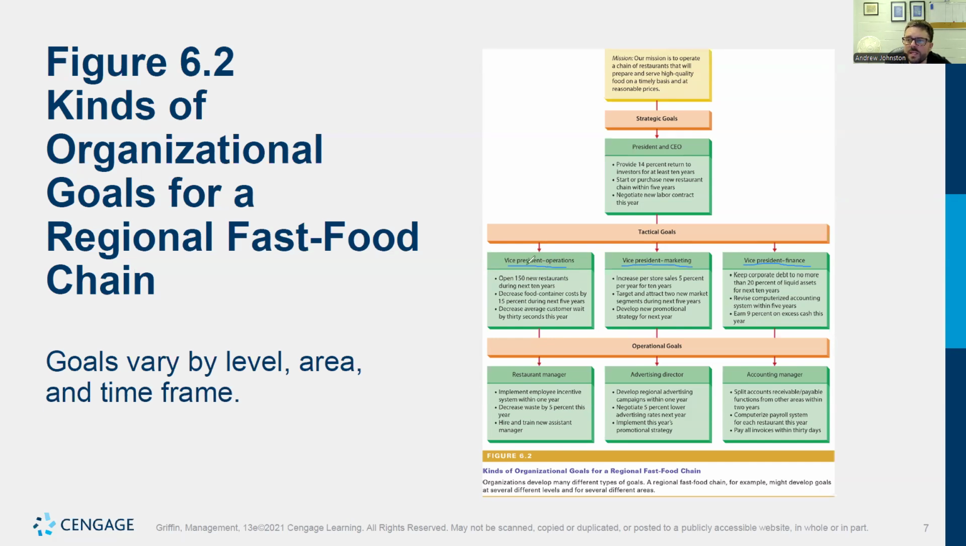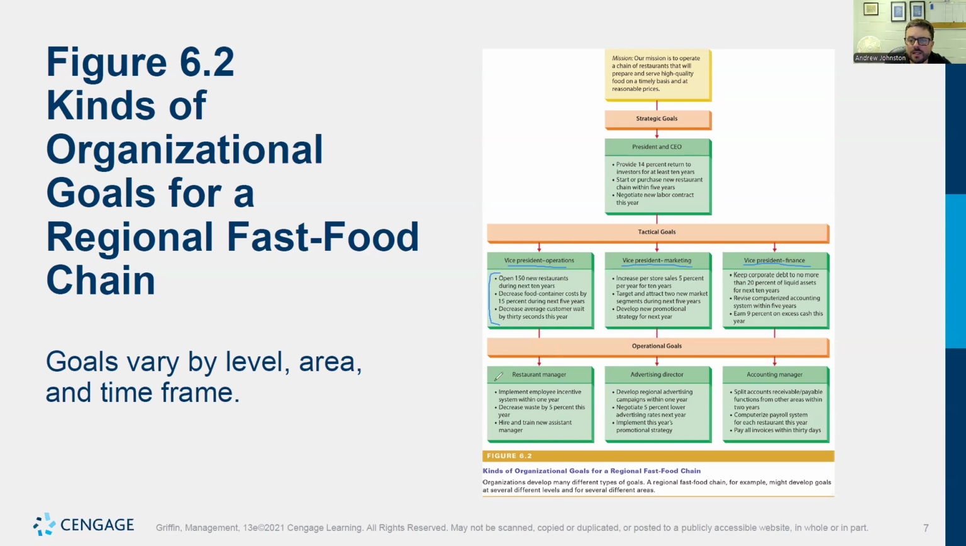tactical goals. Okay, we've been given our mission of purchasing new restaurants and giving a 14% return. Now we're going to set some sub goals and some planning at a slightly more focused level. If you think about the mission statement as the widest possible level of focus, with each step we're kind of zoning in on a smaller area of responsibility.